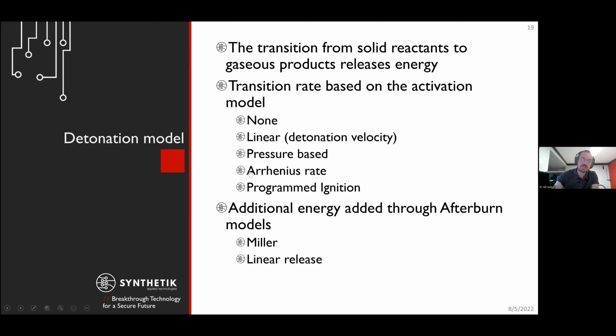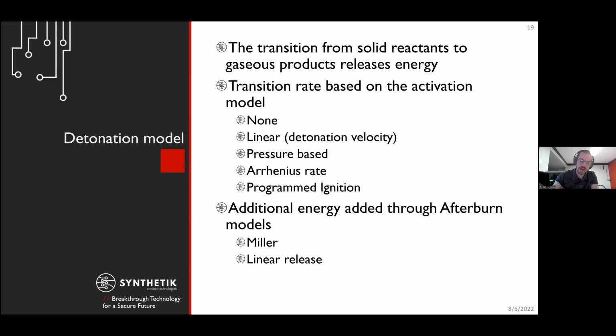Then we have a pressure-based model, which basically uses the local pressure and density to give you some rate at which that reaction progress variable is changing. Radius rates are temperature-based, and then programmed ignition, which is a combination of the linear detonation model, as well as sort of a compressive activation model. And then we also have the option to include additional energy.